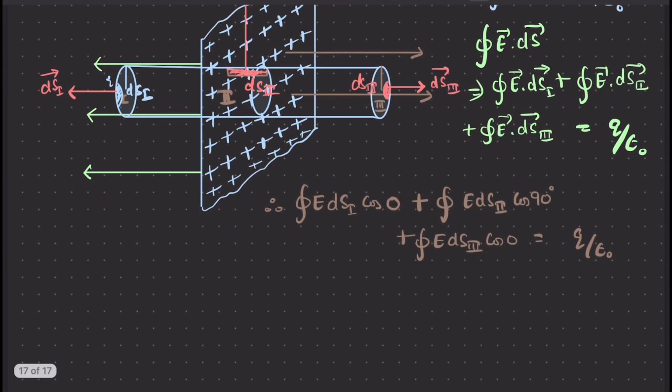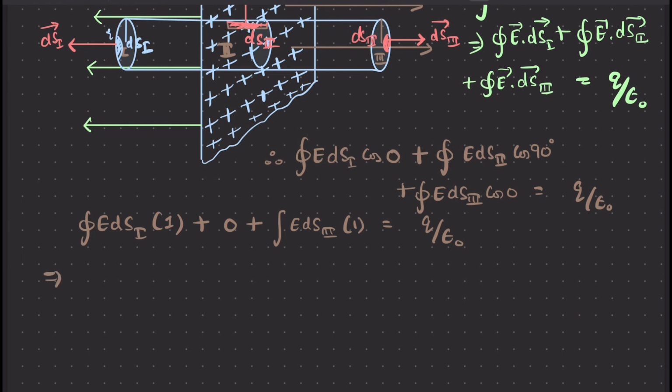Now we have closed integral E ds1, because cos 0 is 1, I will put 1 over here, plus cos 90 is 0. For the second term we have 0, and 0 multiplied by anything is 0, so the second term comes out to be 0. For the third surface we have E ds3, cos 0 is 1 once again, equal to q upon epsilon naught. Now we can write it as closed integral E ds1 plus closed integral E ds3 equal to q upon epsilon naught.